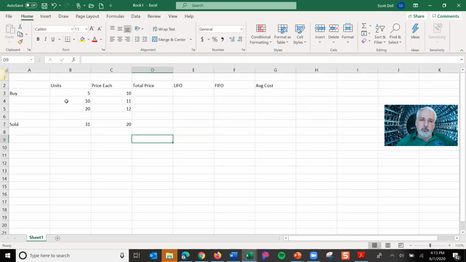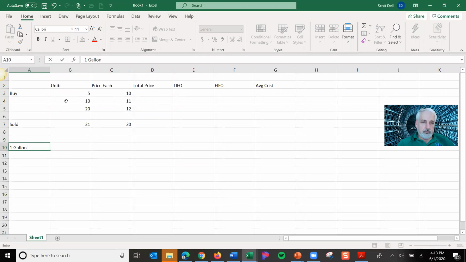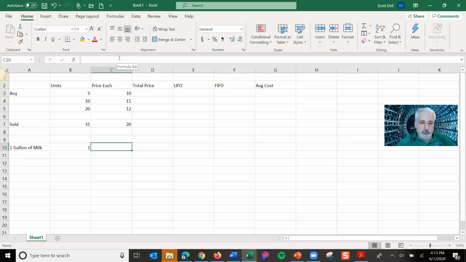Before I do the numbers up here, let's break this down to 1 gallon of milk. Or 1 gallon a mile. That'd be a lot of milk in a mile. All right, let's say we bought 1 gallon of milk for $1. Okay. Let's make it better. Then we bought 1 gallon of milk for $1.50.